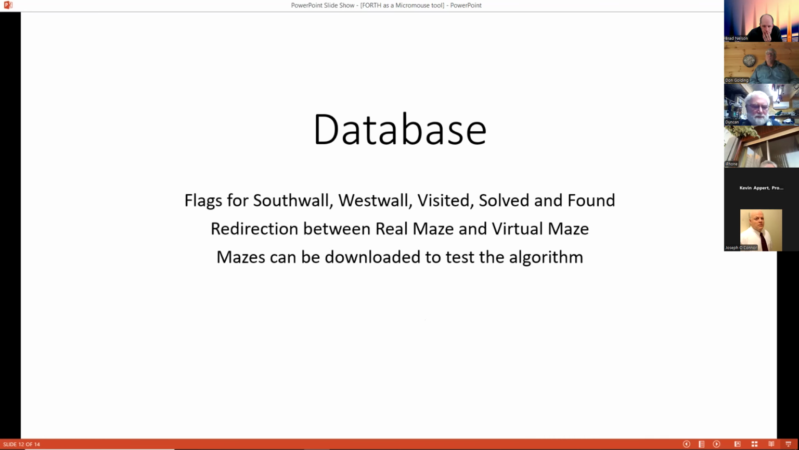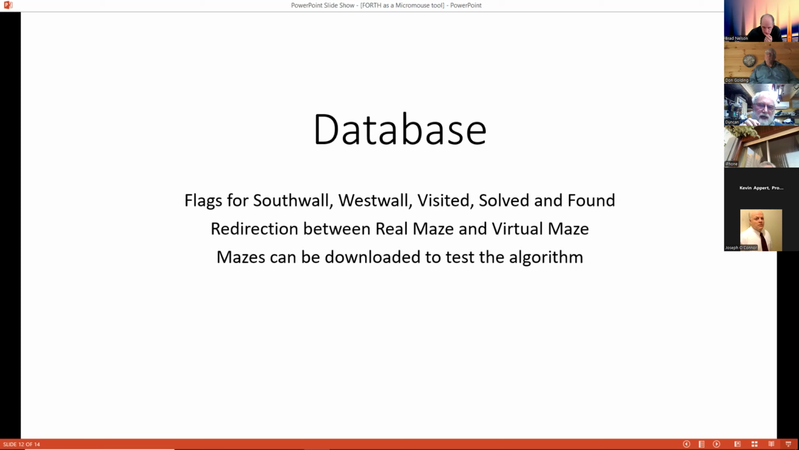So I've got 5 flags per cell. As well as the wall data, I need to know if the mouse has visited the cell, because if it's visited the cell, the walls are correct. If it hasn't visited the cell, in general, the walls aren't there. The solved flag is used to prevent a cell going through the solving process more than once. Come back to that in a bit. The found flag propagates through the solving process to show that the cell has a known fastest route to the target cell.